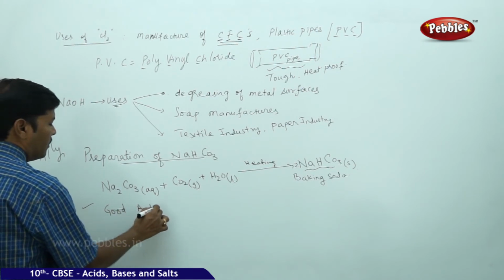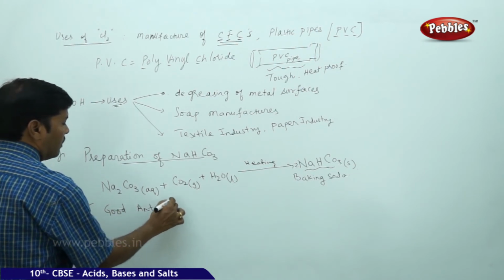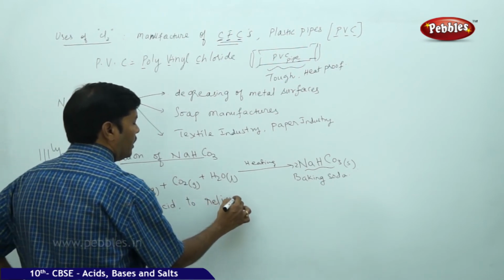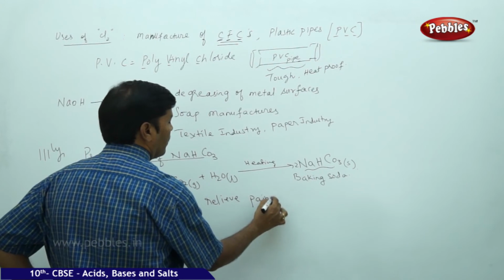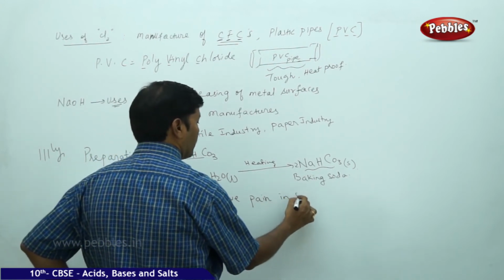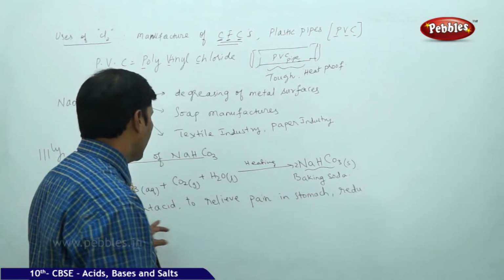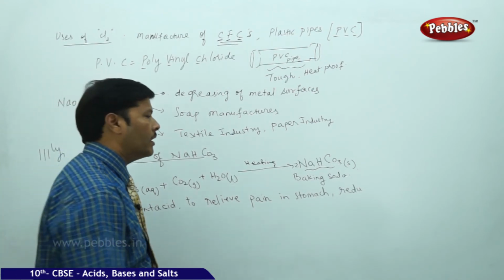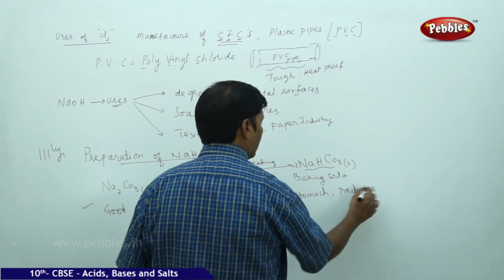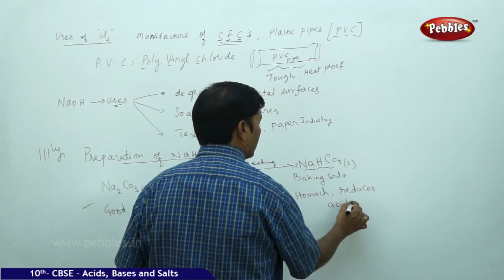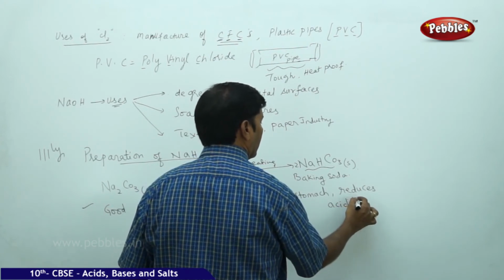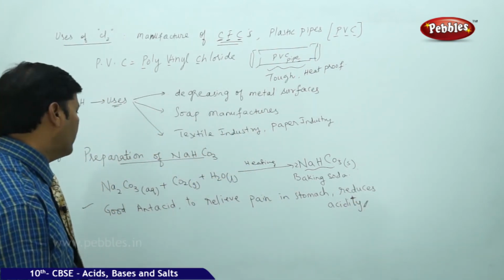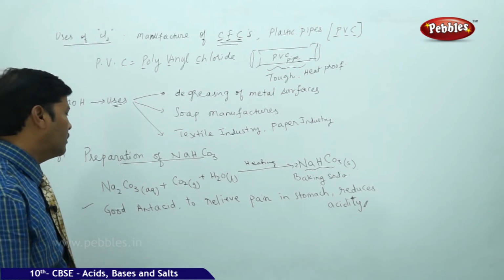antacid to relieve pain in stomach. So good antacid, this baking soda is a good antacid. It is used to relieve the pain in stomach, and it reduces acidity, thereby bringing relief to the given person suffering from acidity.